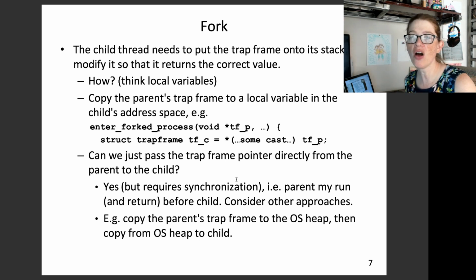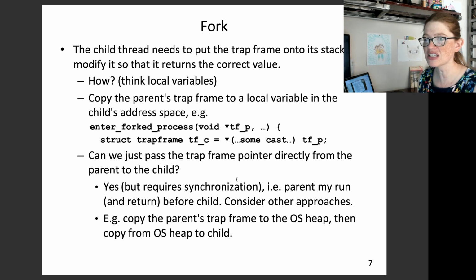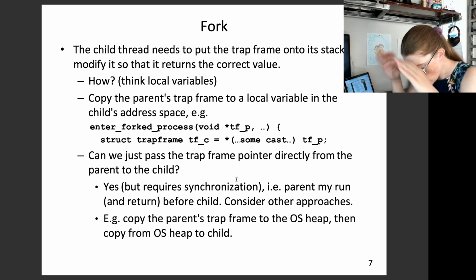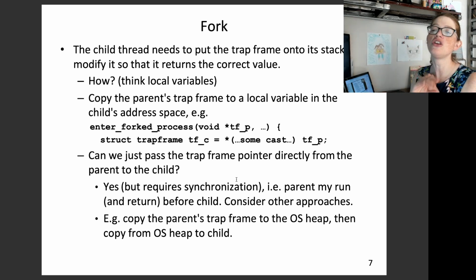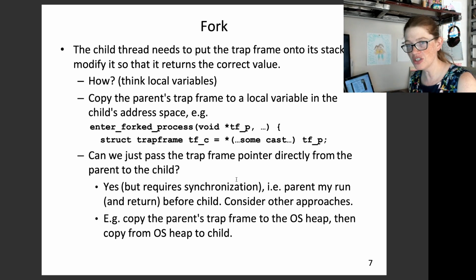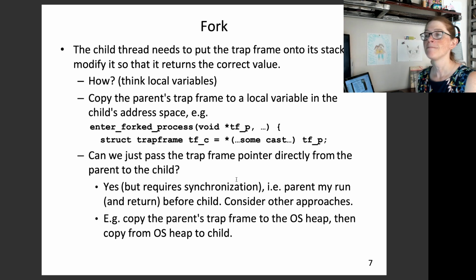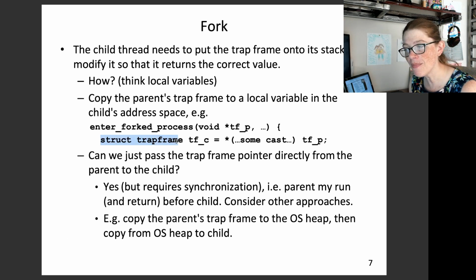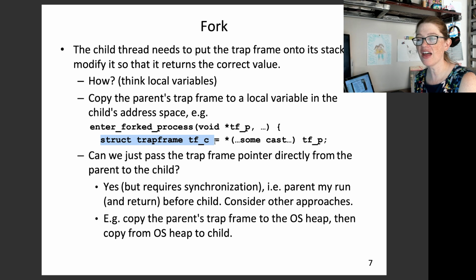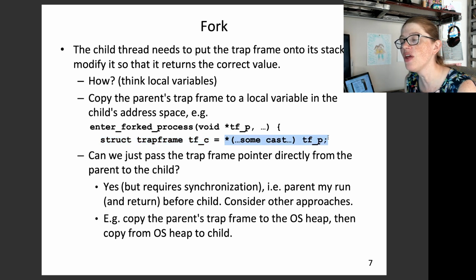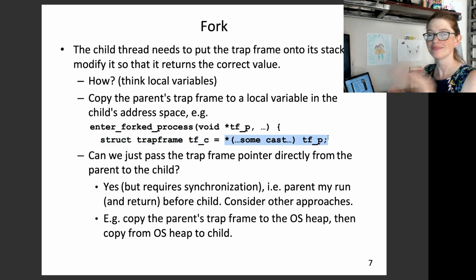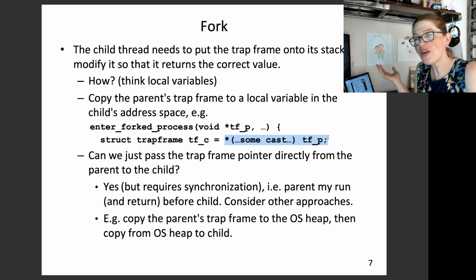Now, how do you put something on the stack? There's going to be a lot of people, and I see this every term, where they try to malloc stuff and then memcopy it over. No, no, no, no. What you actually want to do is create a local variable. Local variables are on the stack. So make a trap frame structure on the stack and do a casted shallow copy. Done. And now your trap frame from your parent is on the stack.